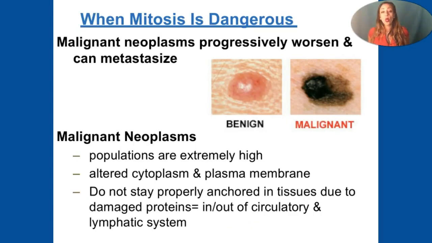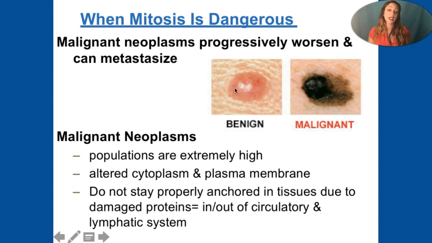So, when is mitosis dangerous? Okay, because remember, we're talking about neoplasms. So if there's a mutation and those checkpoints aren't working, it becomes dangerous. Okay, because we don't want mitosis to keep happening if there's a mutated cell. So malignant neoplasms are progressively worse and can metastasize. What metastasize means is that it can travel. These are actually going to be very, very dangerous ones. So benign ones usually do not travel and they actually grow very slowly.